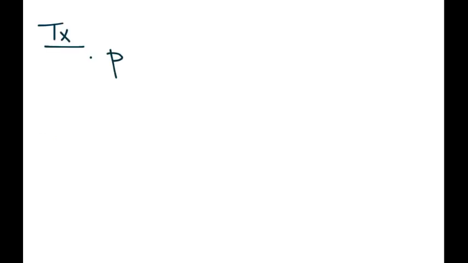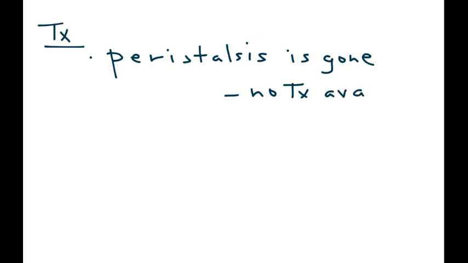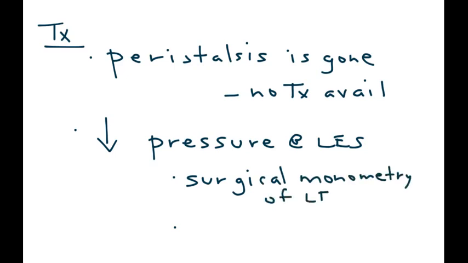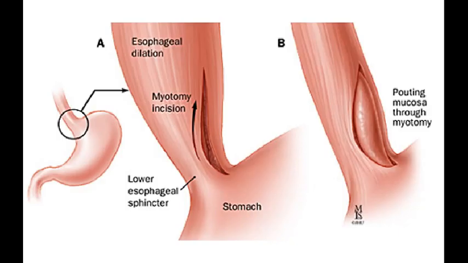And finally, treatment. Unfortunately, the peristalsis is gone, and there's nothing that you can do to help that problem. So the only thing that you can do is try to open that LES, try to decrease the pressure at the lower esophageal sphincter. And there's two ways. The first is something called a surgical, and that essentially just means that you cut the muscle of the LES. And here's a photo. So here they've done a cut, and what that does is it allows the lower esophageal sphincter to relax a bit, and that helps open up that area, which will allow food to then pass through.